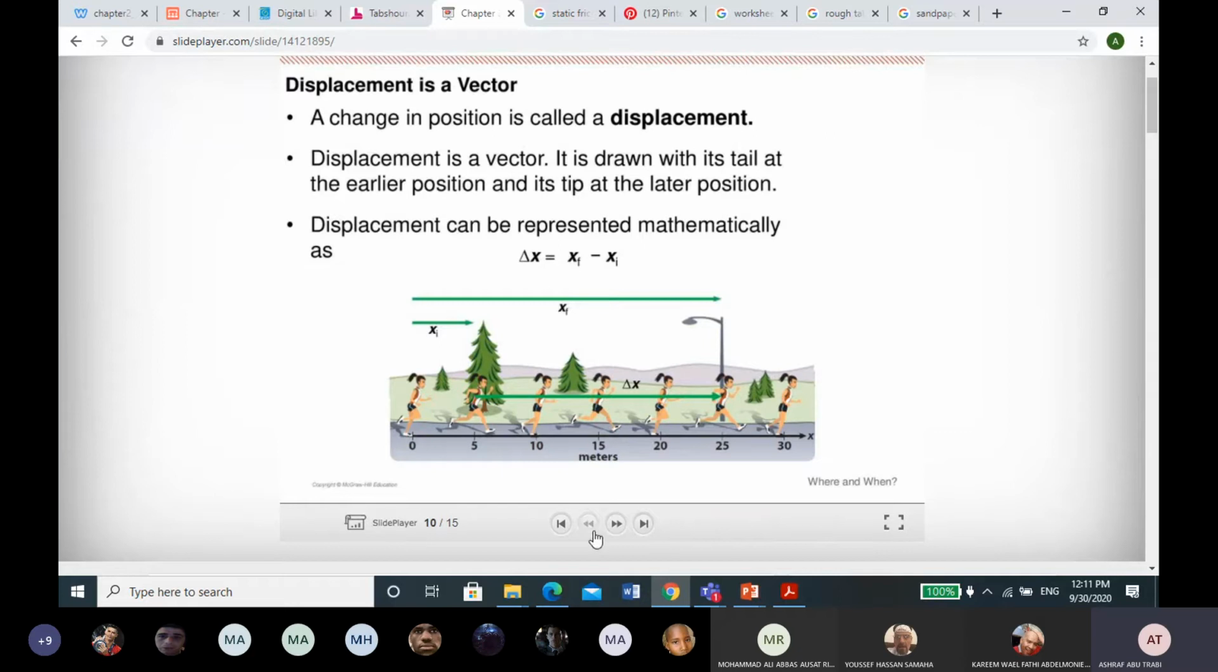Here are some examples. For example, we have x final is 25, x initial is 5. So 25 minus 5, from 5 to 25, is 20. So delta x is 20. And do not forget to put the units, guys, okay? Always.